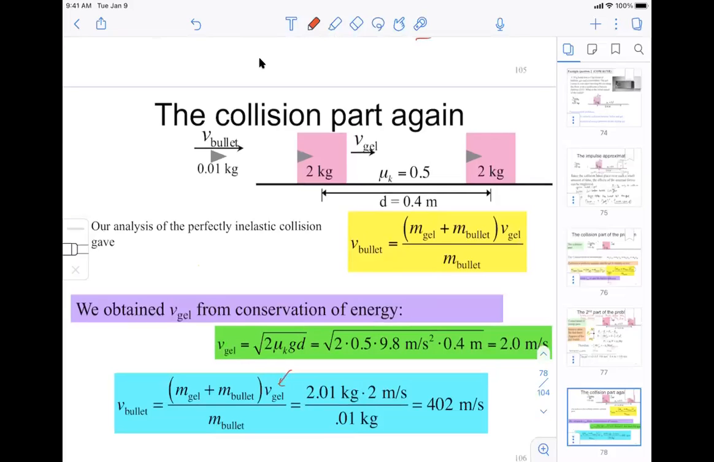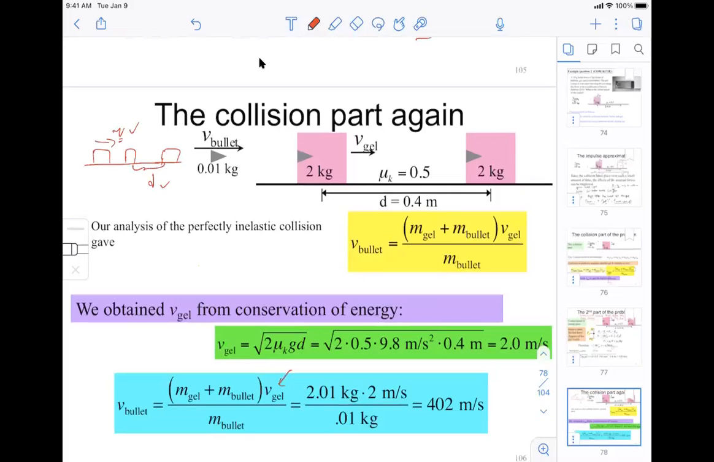You can see this is very similar to the problem we did this past Tuesday. We were given 2 blocks, right? One shot into another and they stick and they slide. So we were given this velocity, we find the distance. This is sort of a reverse process. We give you the distance and we want you to find the velocity. But you can see essentially they're the same type of problem.